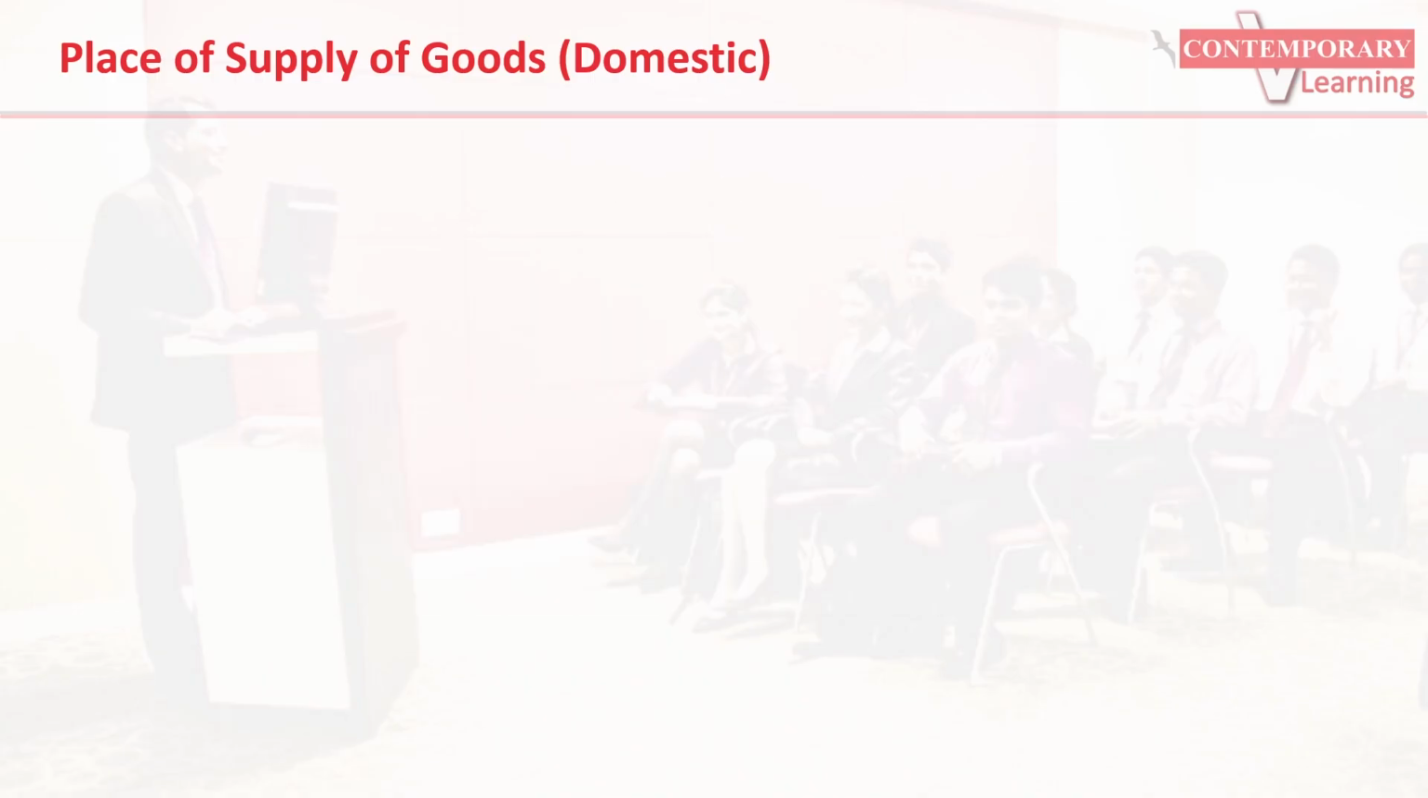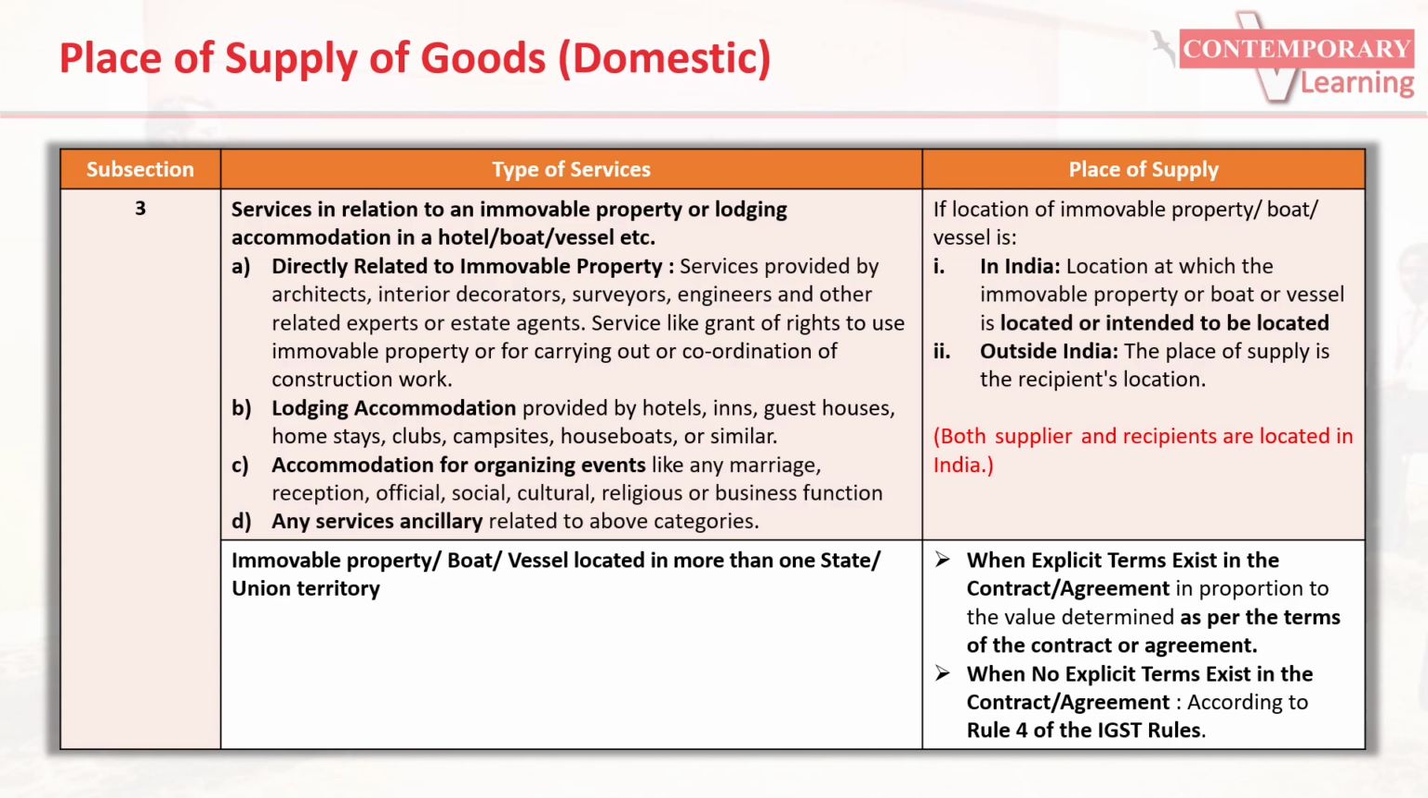Services related to immovable property have special rules because property can't move. This includes services by architects, interior decorators, surveyors, and estate agents. It also covers lodging in hotels, guest houses, houseboats, and accommodation for events like marriages or business functions. The rule is logical. If the property or accommodation is in India, the place of supply is where the property is located. If it's outside India, the place of supply is the recipient's location, since both parties are in India.